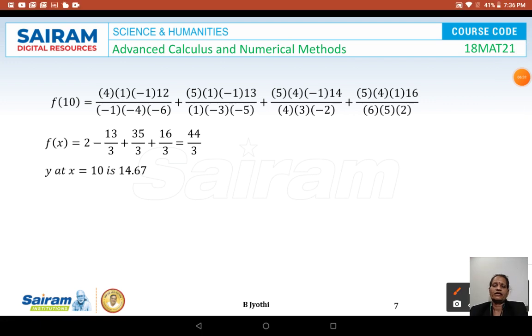5 into 1 into minus 1 into 13 divided by 1 into minus 3 into minus 5 plus 5 into 4 into minus 1 into 14 by 4 into 3 into minus 2 plus 5 into 4 into 1 into 16 divided by 6 into 5 into 2. So on simplification we get f of x is equal to 2 minus 13 by 3 plus 35 by 3 plus 16 by 3 is equal to 44 by 3. Now y at x is equal to 10 is given by 14.67.